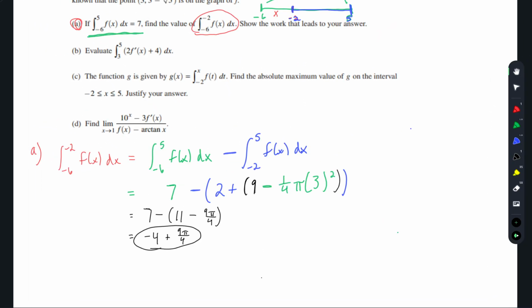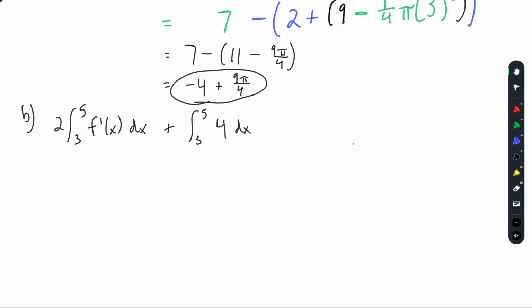Okay, part B. Part B is the same vibe because you just use your integral rules. So take the 2 out from 3 to 5 f prime of x dx plus integral 3 to 5 of 4 dx. Okay. So, ready, go. I hope this fools you a little. So it's a core memory.